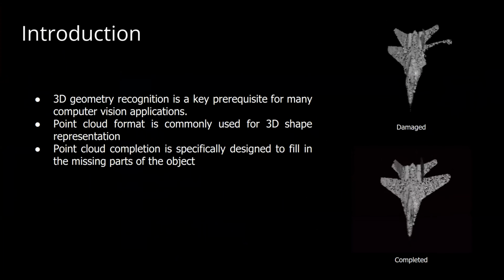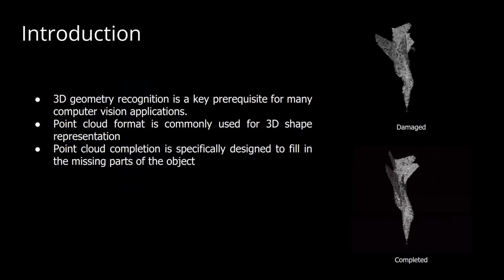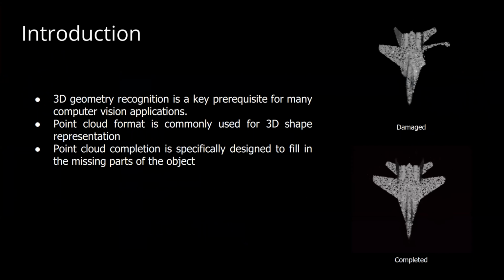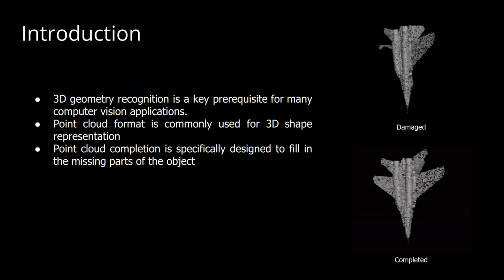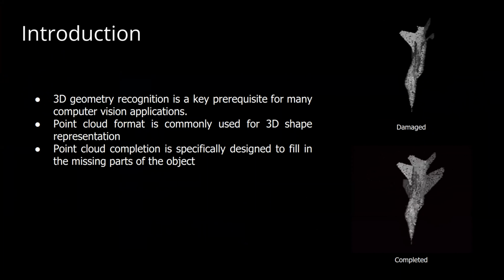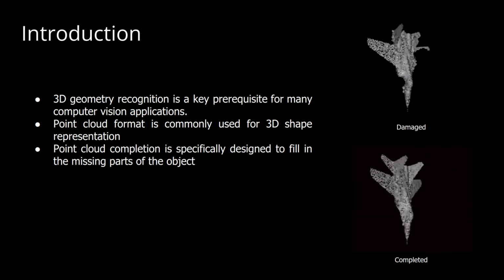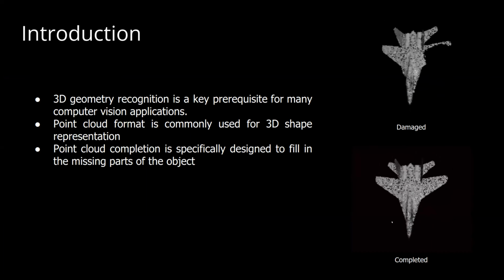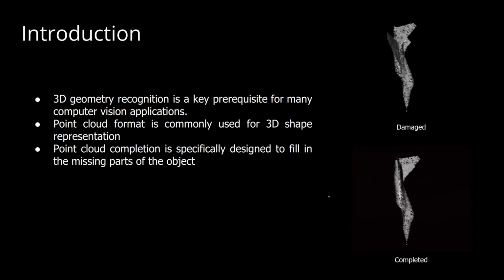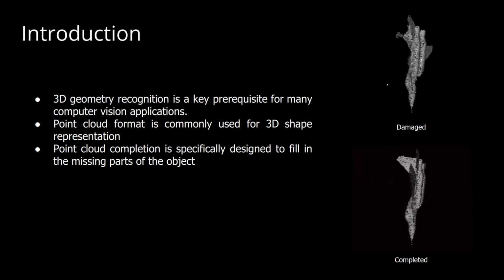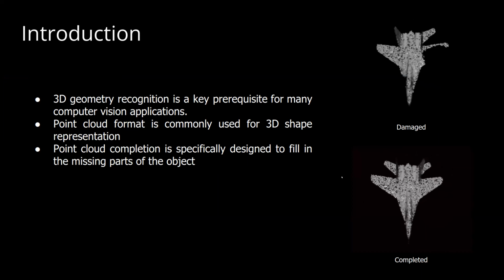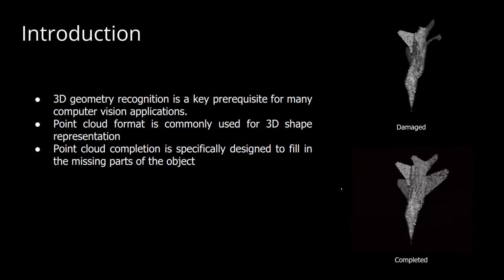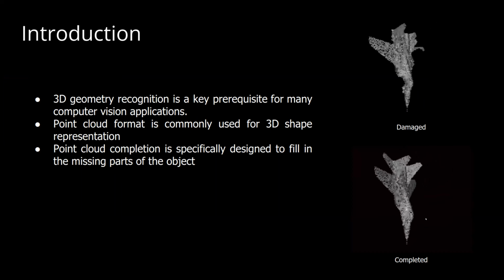The ability to recognize the 3D geometry of an object is a key prerequisite for many computer vision applications. This task can be accomplished by 3D scanners such as LiDARs and time-of-flight sensors. The point cloud format is commonly used for 3D shape representation, but due to limited sensor resolution and occlusions, an incomplete point cloud can be generated as input, causing information loss about the shape, as you can see on the damaged visualization. Point cloud completion is specifically designed to fill in the missing regions and obtain a high-quality 3D representation, as you can see on the completed visualization.